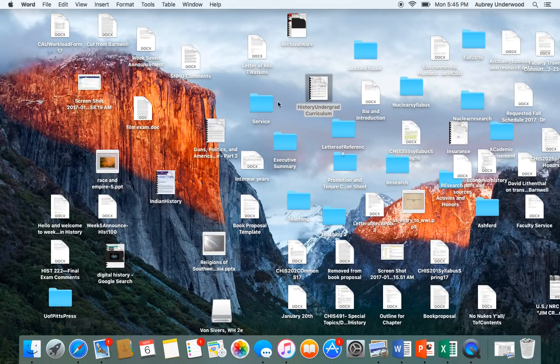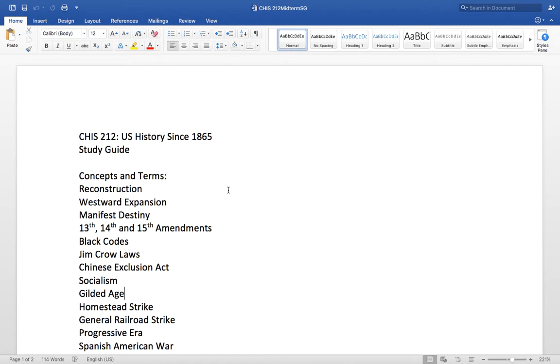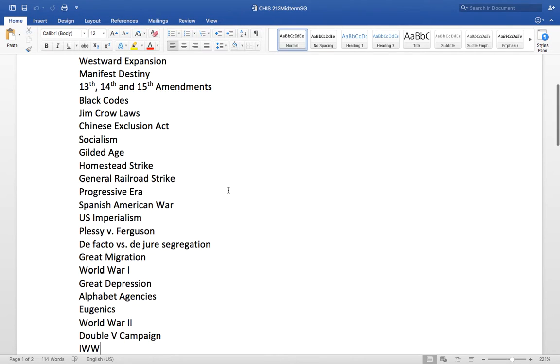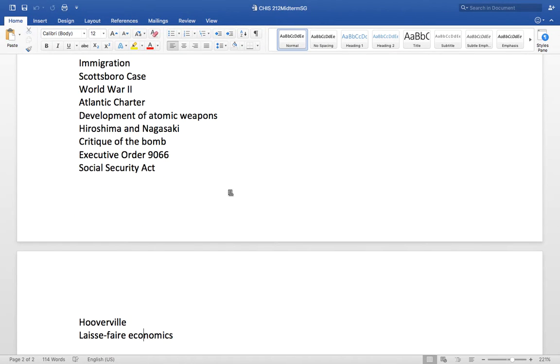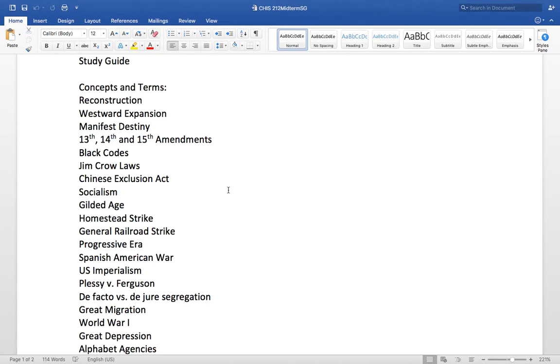So what I'm doing now is opening the study guide. Here we go. And as you can see, there is a list of concepts and terms. Many of these we've certainly talked about in class, and these are concepts that you will also see discussed in the Zinn textbook. So again, for the concepts and terms, I can go through some of these very briefly. But the best thing to do really is to go through the study guide and offer a definition for the term, a time period, and perhaps an example.